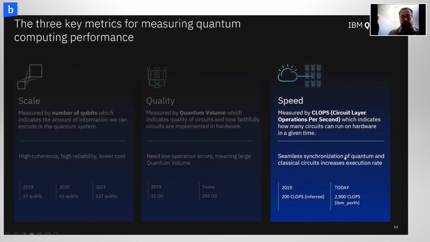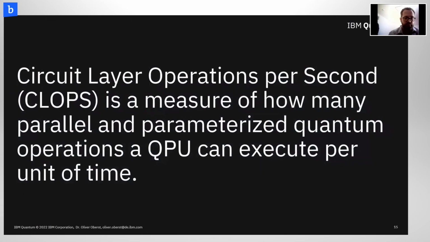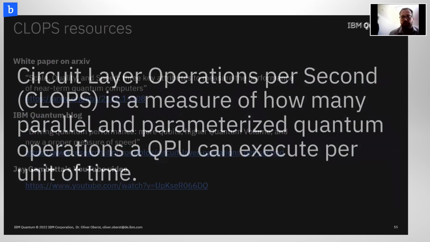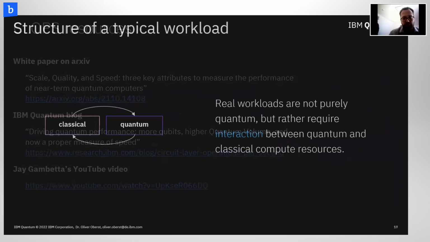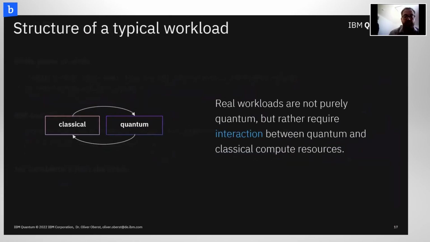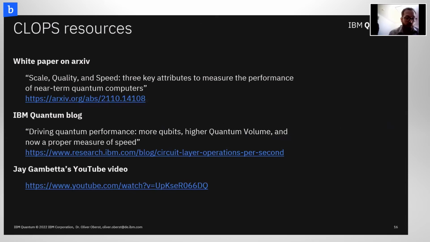On the speed side, we have CLOPS, the circuit layer operations per second, and here we actually wanted to introduce a measurement of speed, because different types of quantum computers and quantum bits have very, very different characteristics, specifically on the speed side. Also this is published, and you can see how the measurement should be done and do the measurement by yourself.